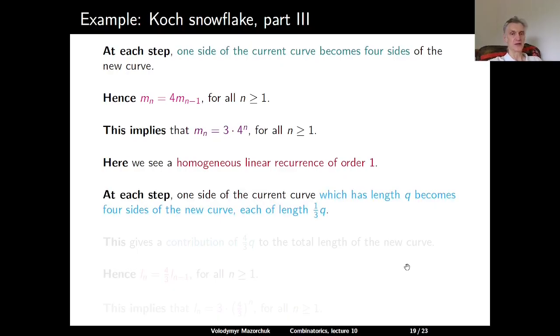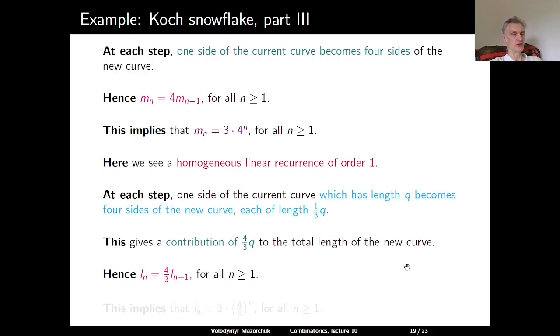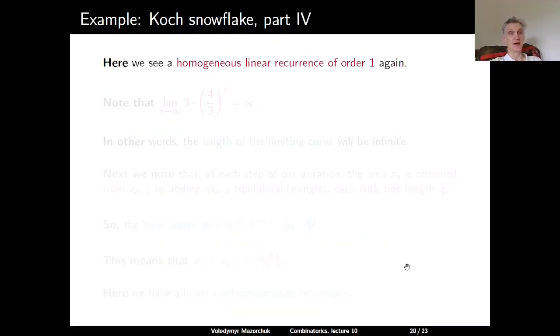At each step, one side of the curve, which had length q, becomes 4 sides of the new curve, and each of these 4 sides has length 1 divided by 3 times q. So this gives that one side of length q contributes 4 divided by 3 times q to the total length of the new curve. So l_n is equal to 4 divided by 3 times l_(n minus 1) for all n. And this gives us that l_n is equal to 3 times (4 divided by 3) to the power n for all n greater than or equal to 0. And here we again see a homogeneous linear recurrence of order 1.